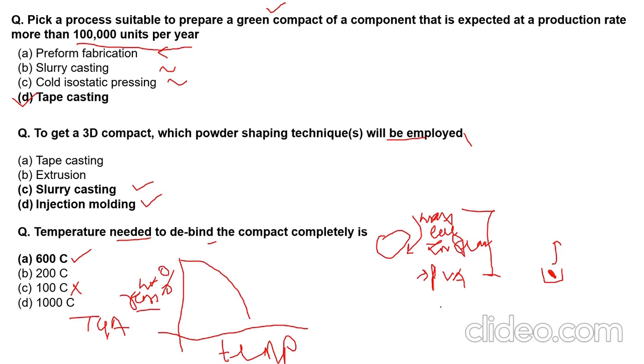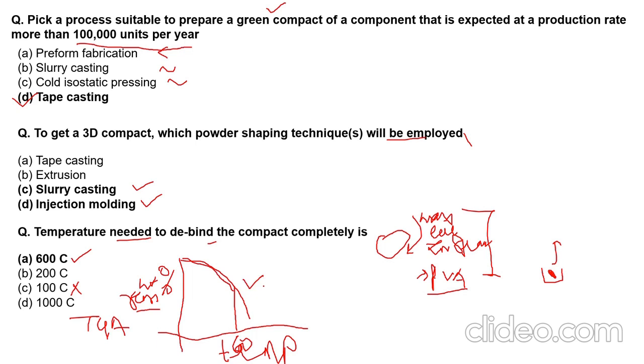So if you want to find the TGA for a PVA material, we subject it to TGA and find the temperature at which the material evaporates. For example, at 600 degrees Celsius we found that the maximum mass has been lost for this PVA. So we will choose 600 degrees Celsius.